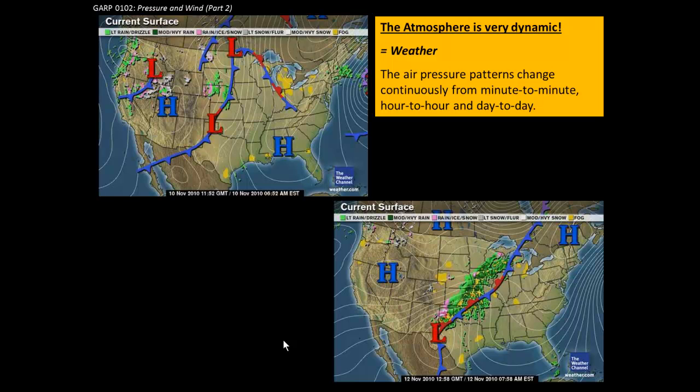Let's look into that. Here's two weather maps. This happens to be the 10th of November. This happens to be the 12th of November. Atmosphere is extremely dynamic. So air pressure patterns change from minute to minute, hour to hour, day to day, right? Week to week. So the location and the strength of these high pressure areas that you can see here, of the low pressure areas, changes constantly. These are just snapshots at a specific time, 11:52, 12:58, right?